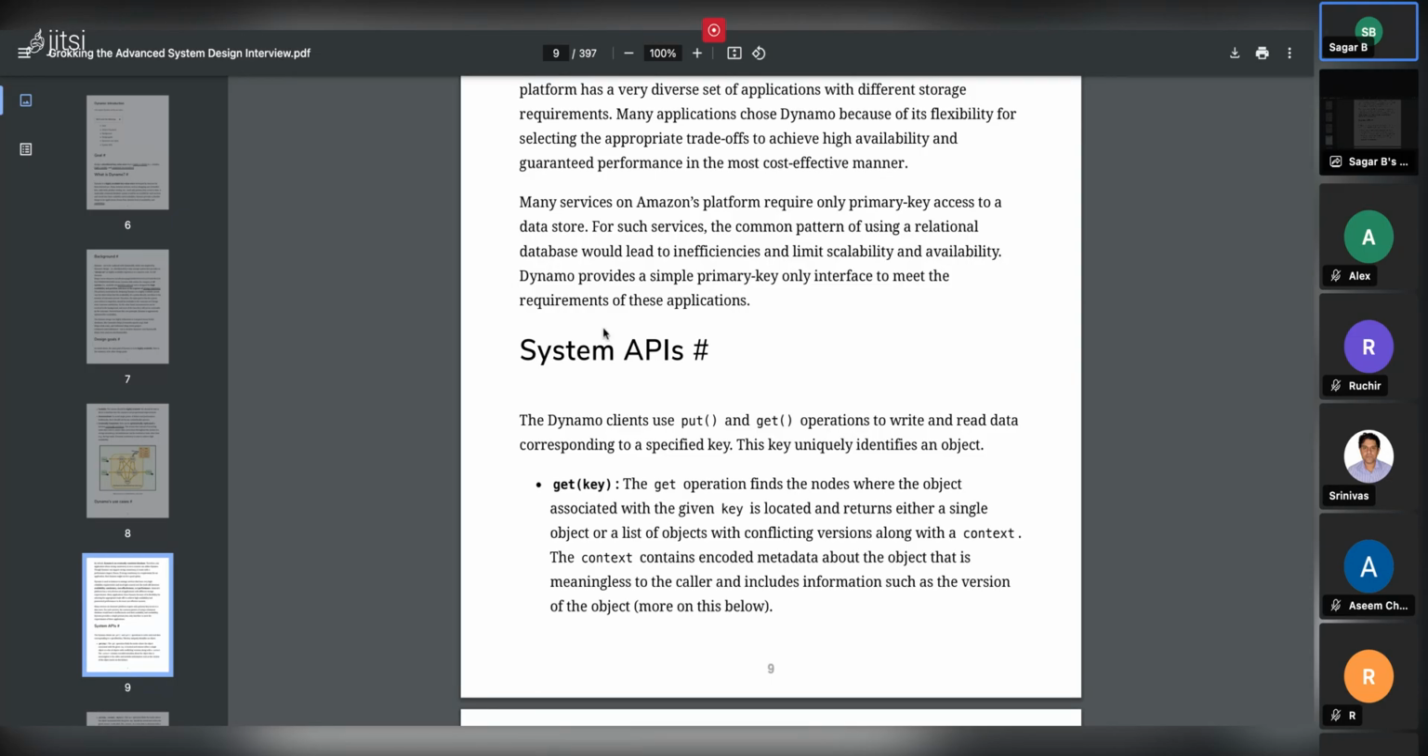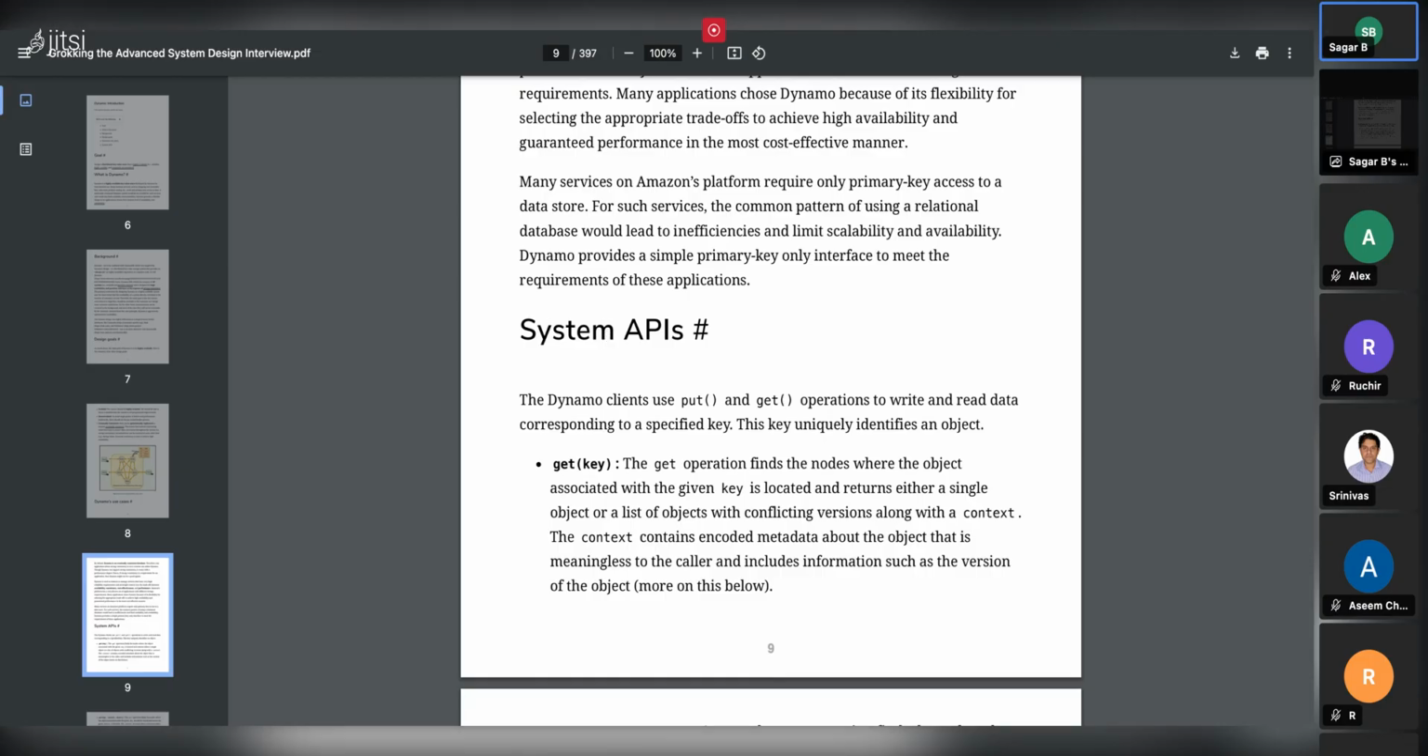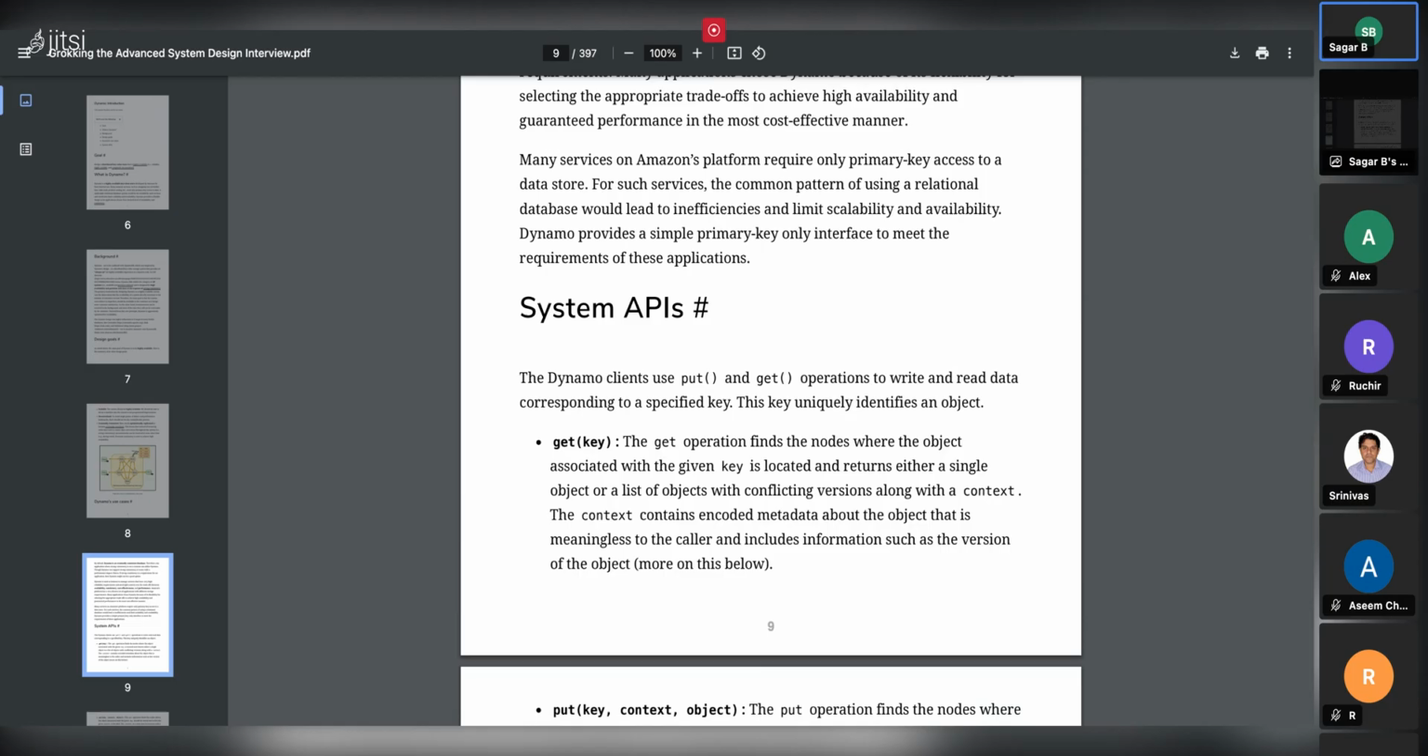But MySQL is highly available, right? No, it's not highly available. It's strongly consistent. Okay, fine.